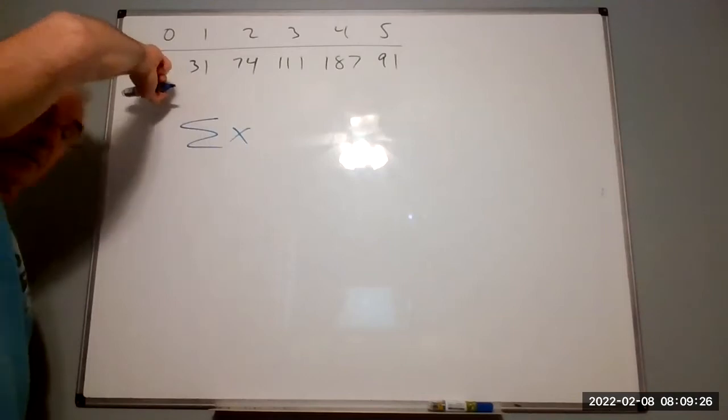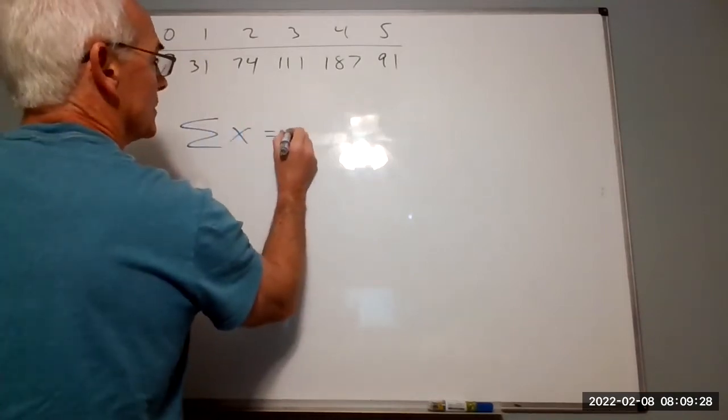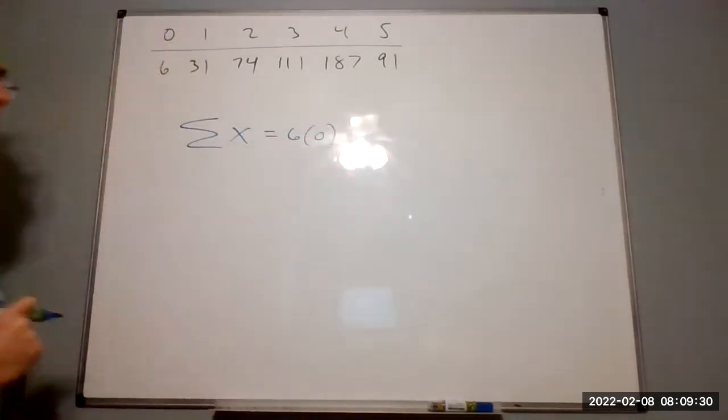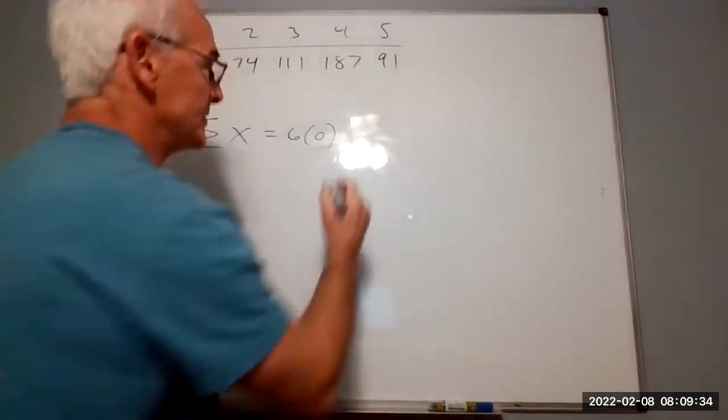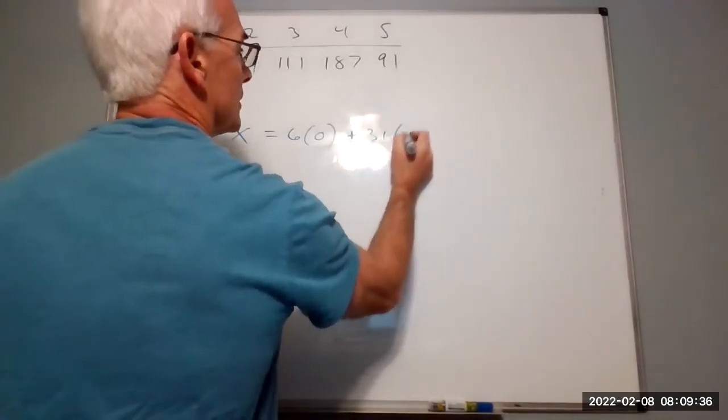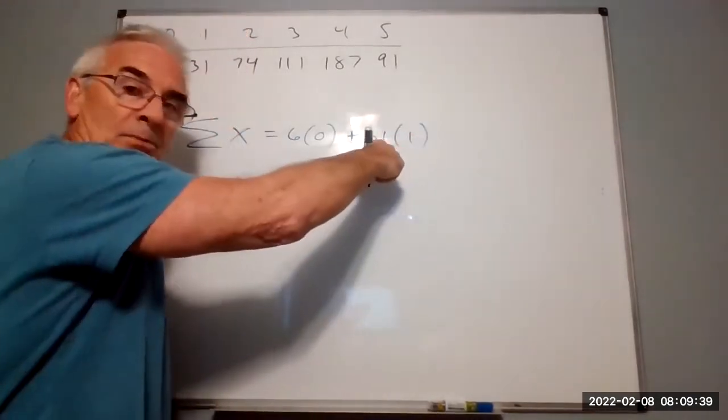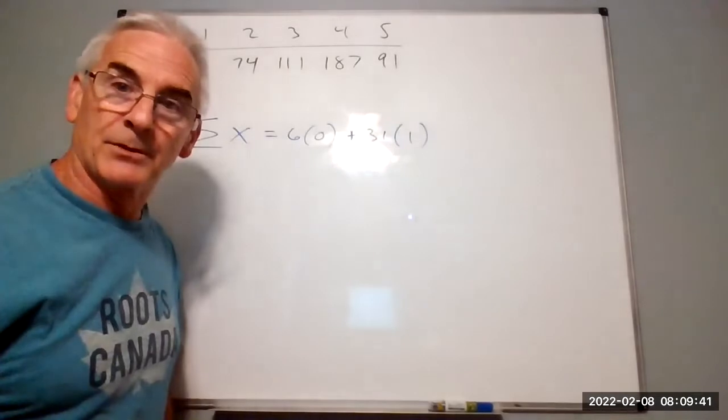So in this example here, if I want the sum of my scores, how many times did the score of 0 occur? It occurred 6 times. How many times did the score of 1 occur? 31 times. That's equivalent to me saying 1 plus 1 plus 1 plus 1, 31 times.